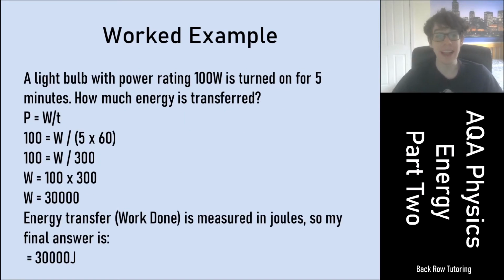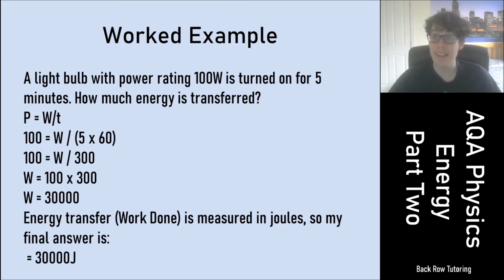Another worked example, a light bulb with power rating 100 watts is turned on for 5 minutes. How much energy is transferred? Well, write out our equation. Power is equal to work done divided by time. Our unknown here is the work done. We'll have 100 is equal to W over 5 times 60. Remember, the unit for time is always seconds.